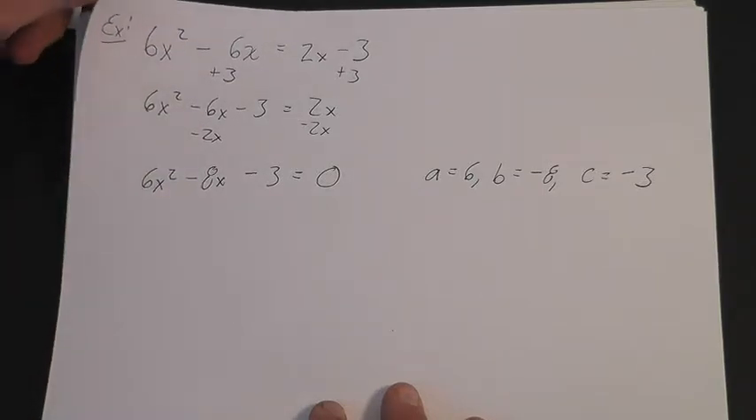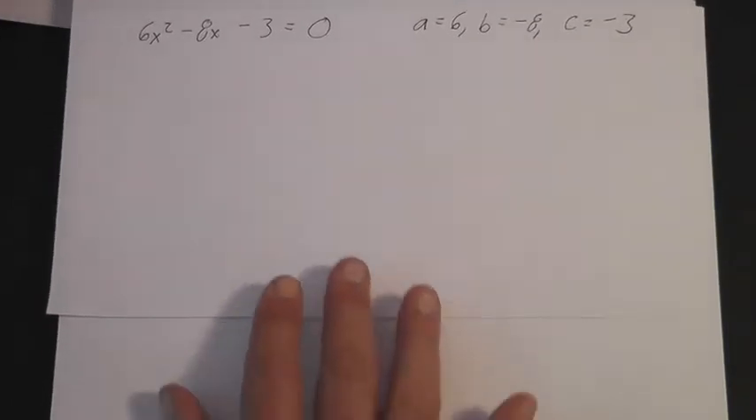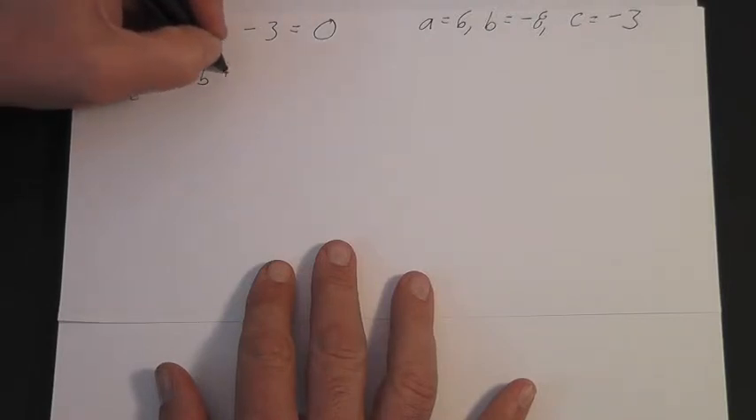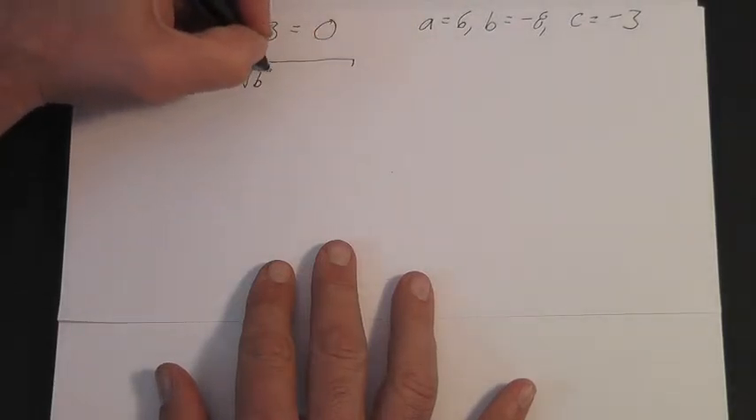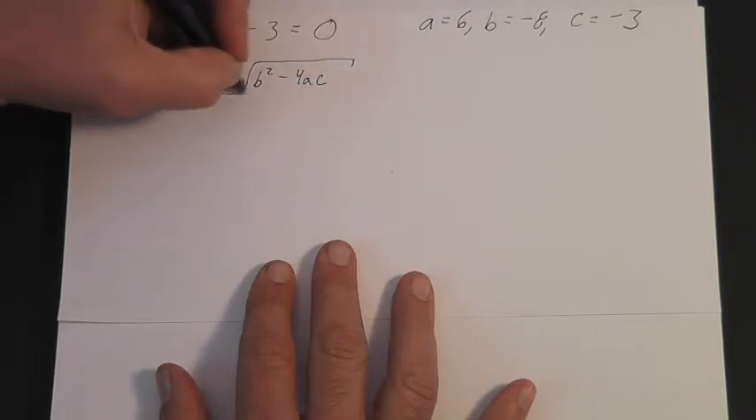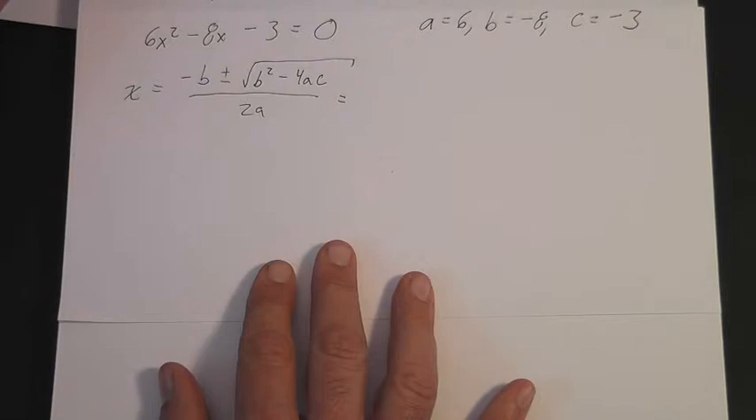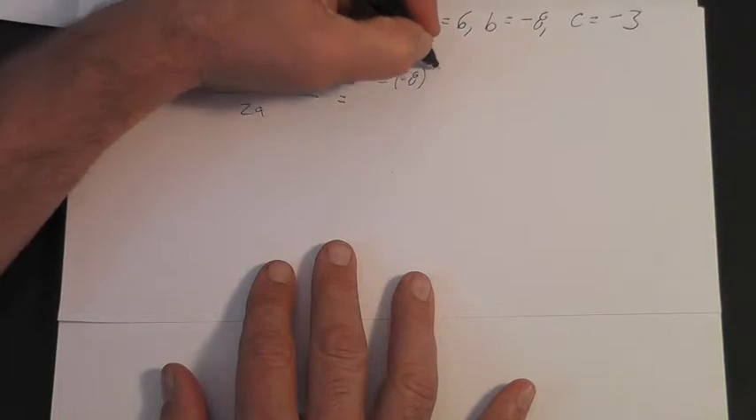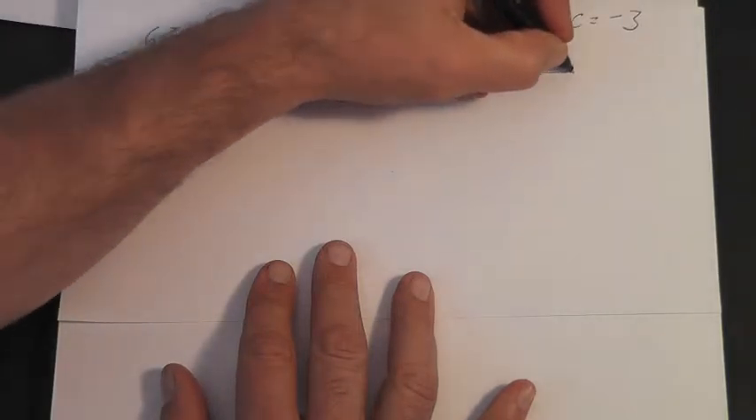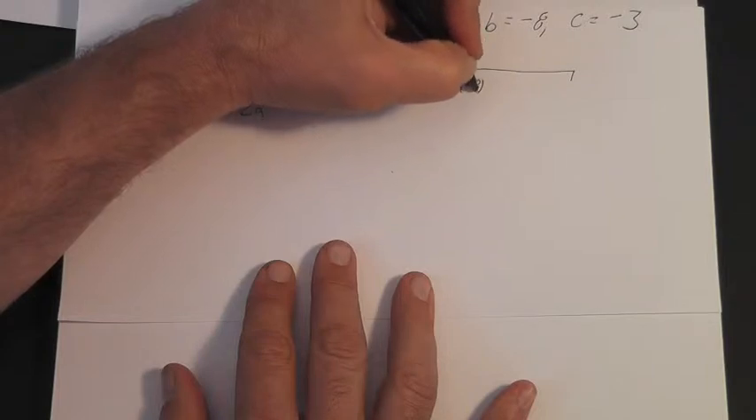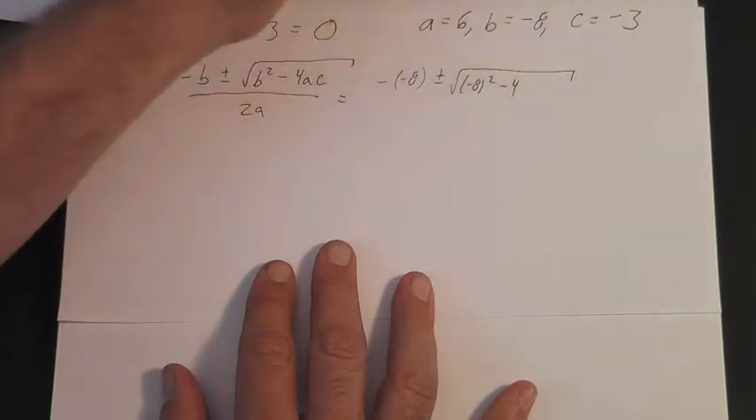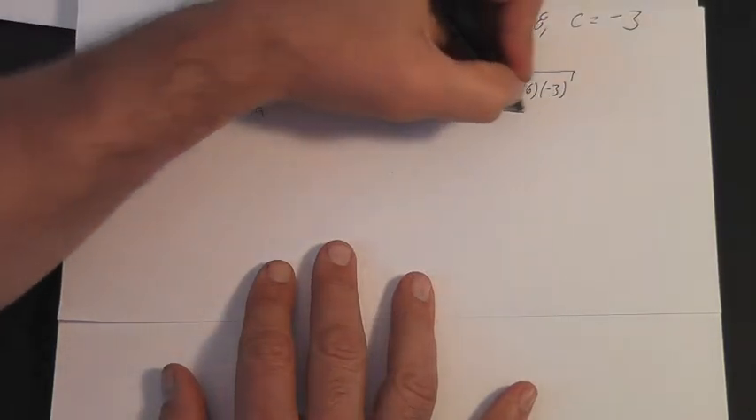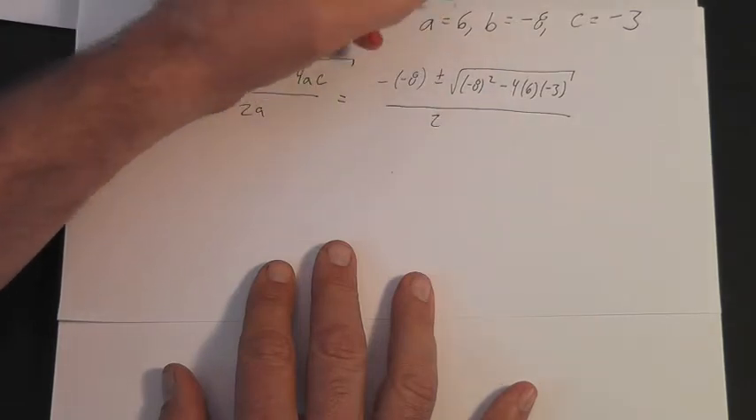And now I'm going to plug those into the quadratic formula. I'm going to raise this up so I have a little bit more room. So I have x is equal to minus b plus or minus the square root of b squared minus 4ac, over 2 times a. I plug in the a, b, and c, so that's going to be a minus minus 8 plus or minus the square root. That's a minus 8 squared minus 4 times 6 times minus 3, over 2 times 6.